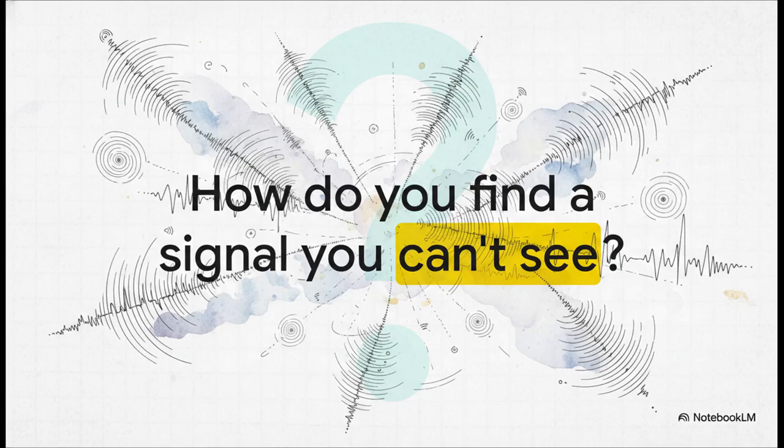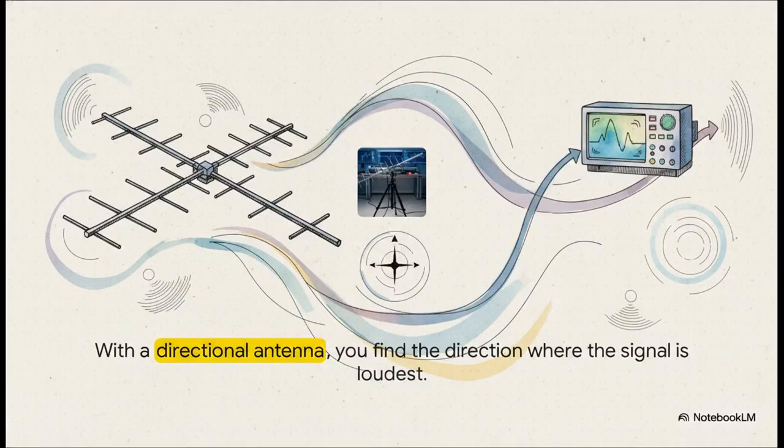How in the world do you find a signal that you can't see, you can't hear, and you can't touch? Well, the answer is with the directional antenna, like the Yagi you see here. And the principle behind it is beautifully simple.